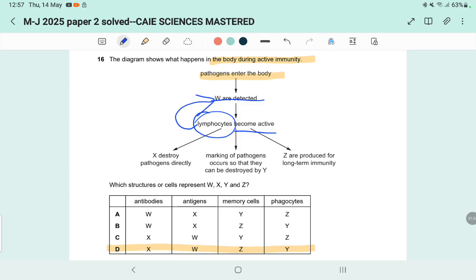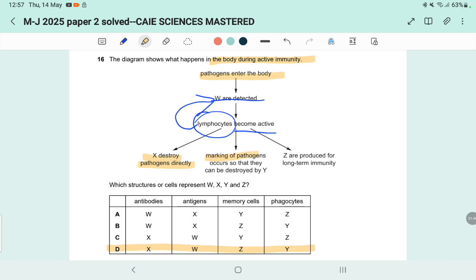Now the X will destroy the pathogens directly. So antibodies are the ones that are going to destroy the pathogens, by punching out a hole and letting all of the digestive enzymes enter and cause damage, and all of that you memorized before and have written in your exams. I'm sure of that. You have really mastered this part. Okay, now moving on to the next part.